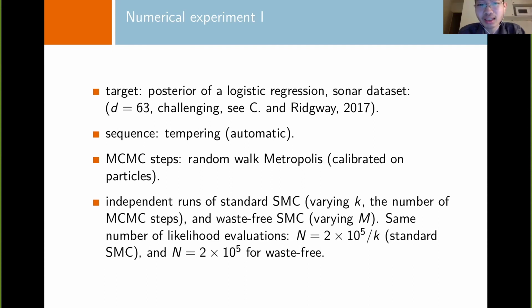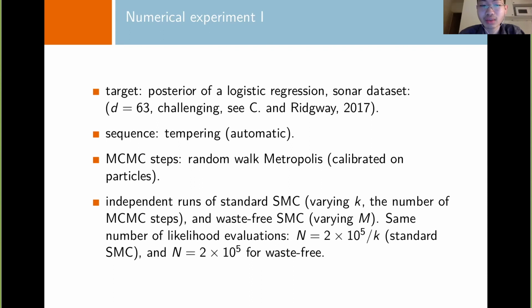And we use the tempering sequence with automatic adaptation of the intermediate temperatures. And for the MCMC steps, we use the random walk Metropolis. Again, the random walk Metropolis is something that works quite well if you calibrate the variance appropriately based on the current set of particles.